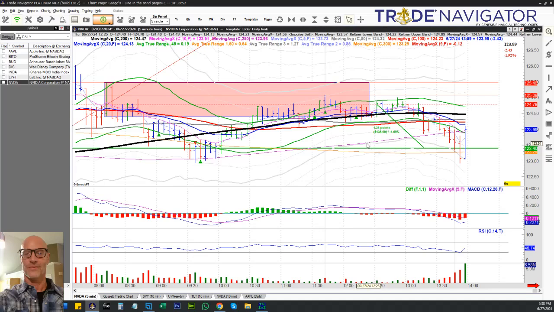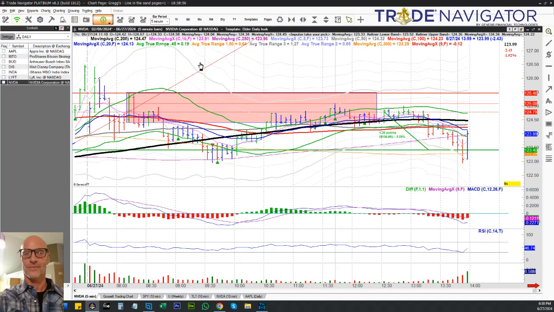Nice profitable trade, but yeah, I like these bearish order blocks. I like the bullish order blocks as well.